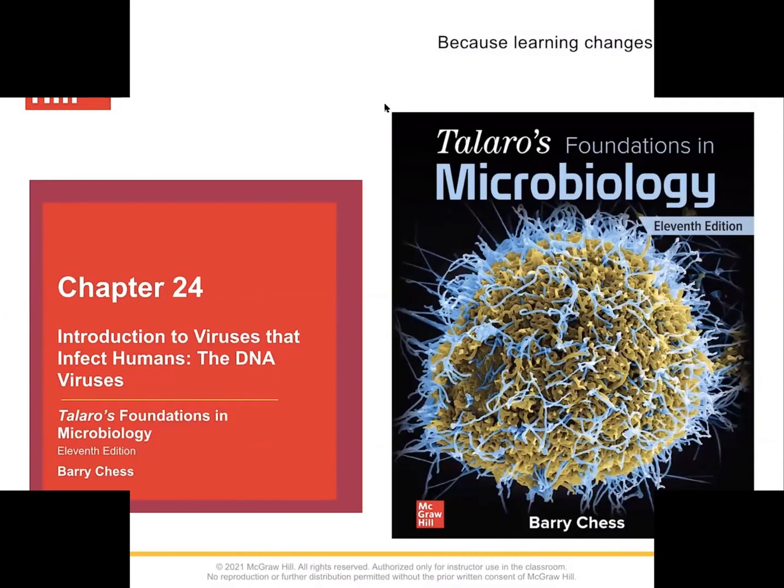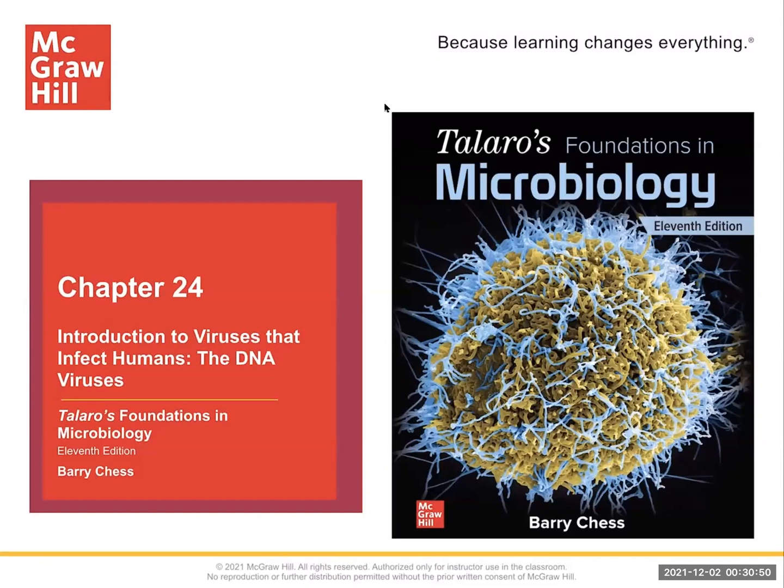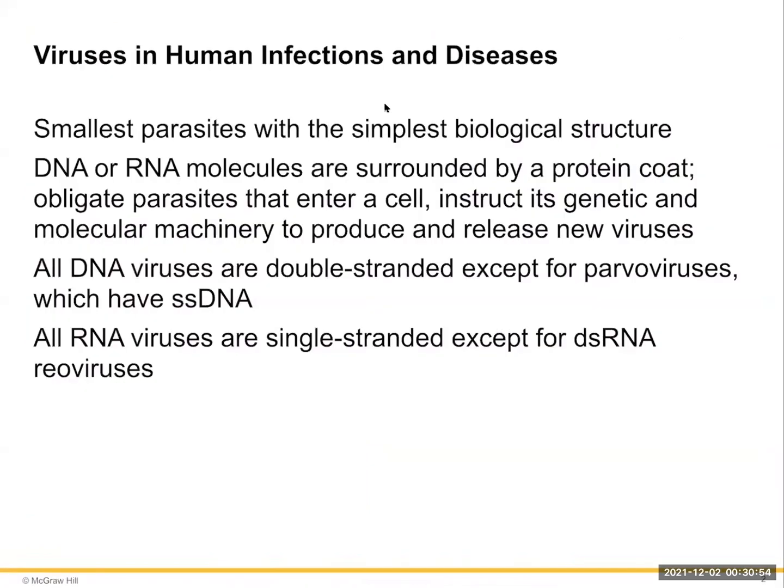Chapter 24, introduction of viruses that infect humans, the DNA viruses. Okay, viruses and human infectious diseases. They're the smallest parasites with the simplest biological structure. They're a protein coat, nucleic acid inside, and something to attach to a cell. That's it. Very simple little guys. DNA or RNA molecules are surrounded by a protein coat.